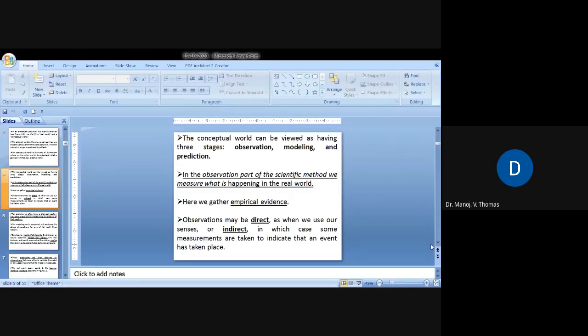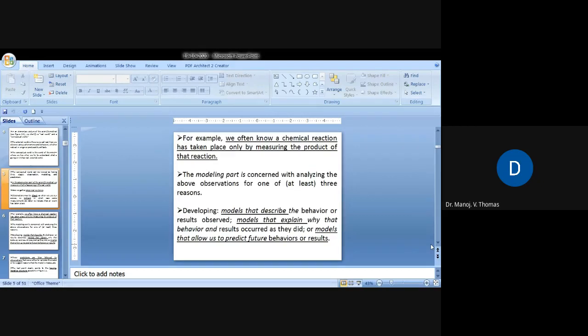Observation may be direct, as when we use our senses, or indirect, in which case some measurements are taken to indicate that an event has taken place. Sometimes it may not be direct. For example, we often know a chemical reaction has taken place only by measuring the product of that reaction. So H2 plus O2 would give you water. H2 plus O2 would give you hydrogen peroxide also, isn't it?